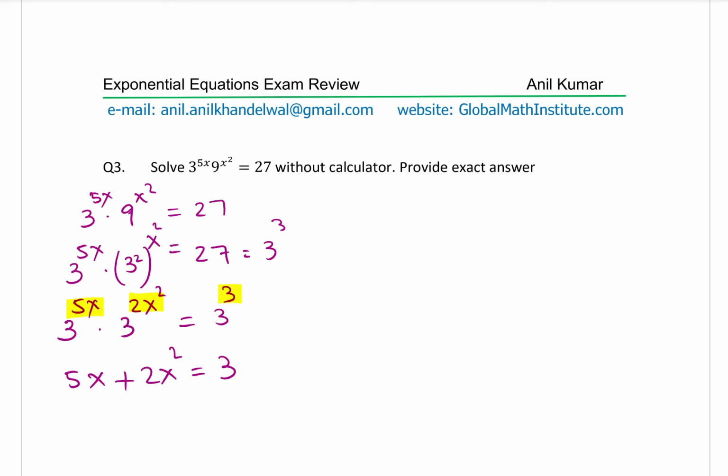Now this equation happens to be a quadratic equation. Let us see how to solve this equation. Let me rearrange, get all the terms on one side. So we get 2x squared plus 5x minus 3 equals to 0. We could factor using sum and product.